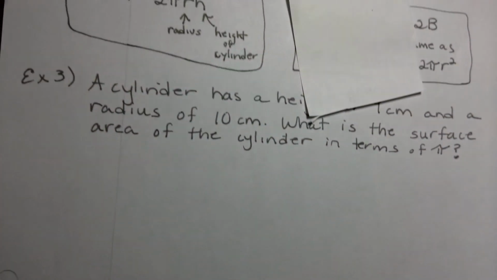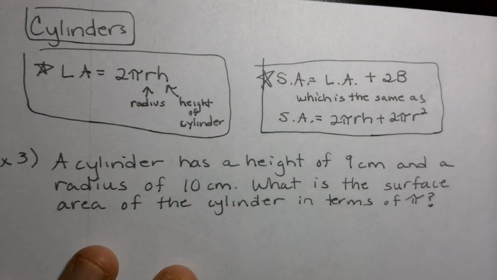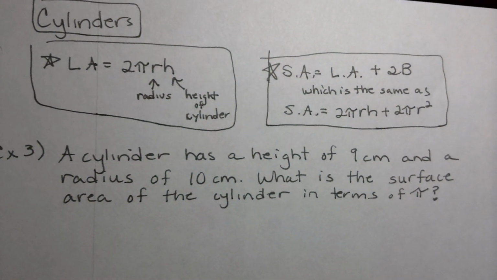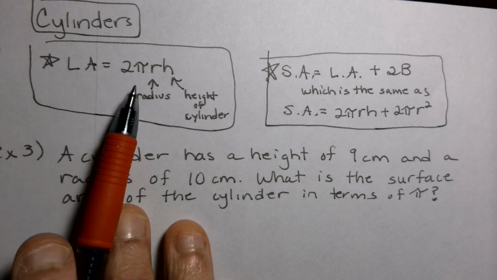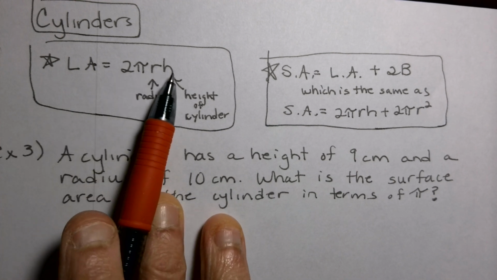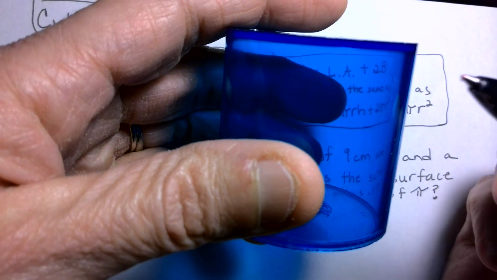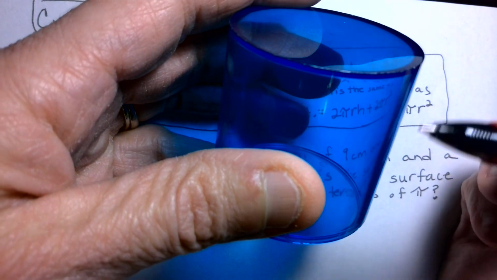So let's take a look at our very last page here. So we have now the formulas. And again, I might make a note card with cylinders and put these 2 on it until you learn them well. The lateral area is, this is all multiplied. So you can multiply in any order. 2 times pi times radius times height of the cylinder. Again, that would be the side over here. Okay.